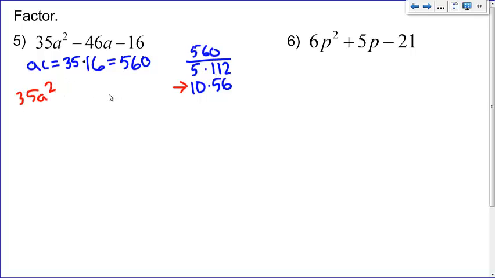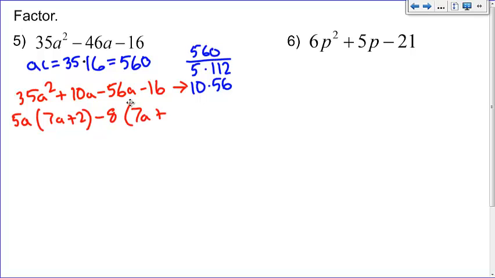So I need a negative 46 for a middle term, so I'm going to go plus 10a minus 56a, and then finally minus 16. Again, factor the first two terms. 5 and a will both come out of that, 7a plus 2. And the last two, we can factor out a negative 8, and that would give us 7a plus 2. We like that because it's the same. So 5a minus 8 times 7a plus 2.